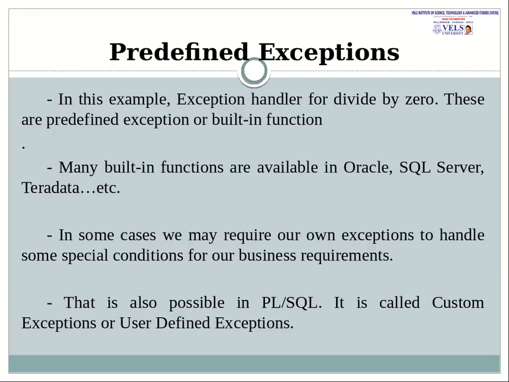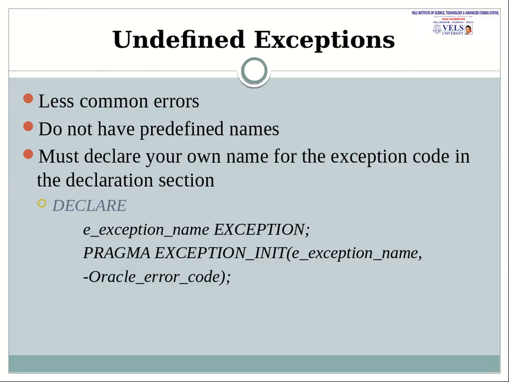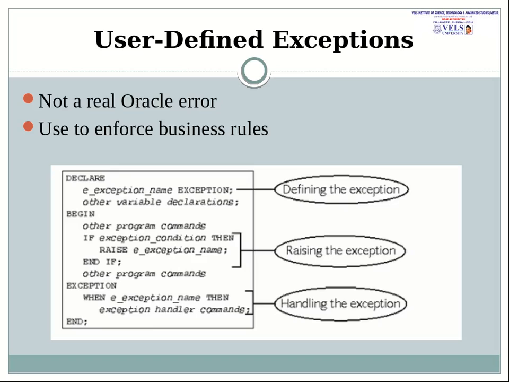In this, our own exception is passed, and that particular exception is called a custom exception or user defined exception. Using user defined exceptions, you can handle the less common errors that do not have a predefined name. The basic syntax is the exception name, exception, pragma exception init, and the actual name of the exception and the error code. So you can specify your own exception name, which is called a custom exception or error exception. A user defined exception is not a real Oracle error. So this is the simple structure of a user defined exception.